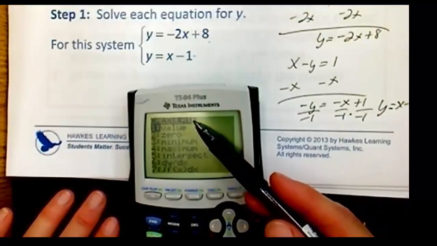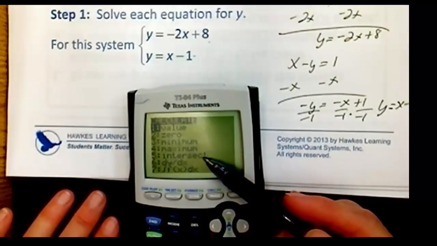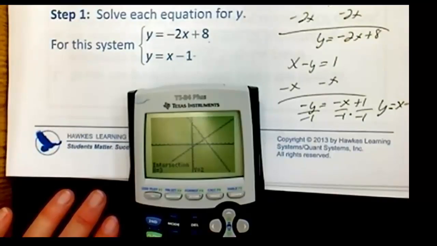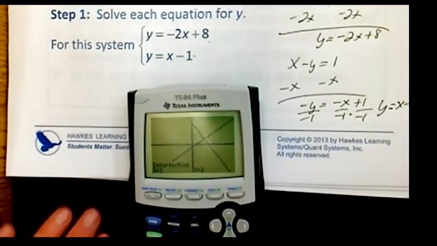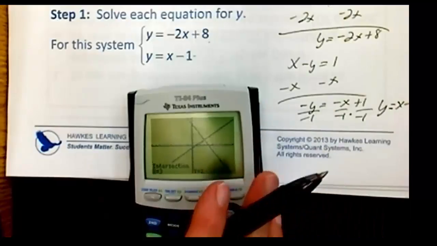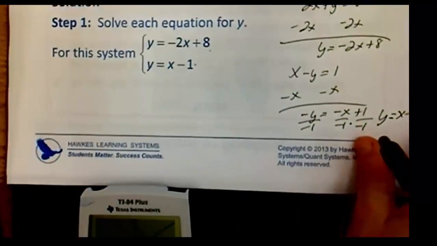Then under calculate, we go down to number 5. And 5 is intersect, so I can either down arrow to 5 or just hit 5 and it will take me to intersect. Okay? So then if I hit enter 3 times, it's going to show me where the intersection happens to be. So it's intersecting at 3, 2. And so that would be the spot where it crosses, 3, 2. Okay? Does that make sense?